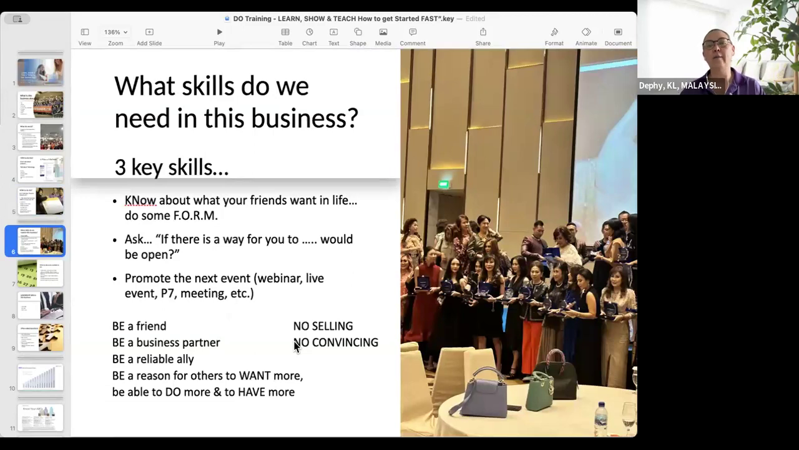Okay, and you must ask the question, if there is a way for you to get whatever it is they said that is important to them, would you be open, right? Would you be open? You need to ask, because not everybody is looking for you to give them a solution. So you need to ask them, are you open? If there's something out there that might solve your problem for you, would you be open?